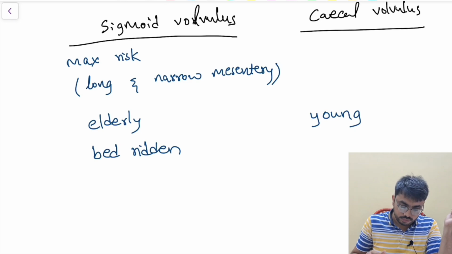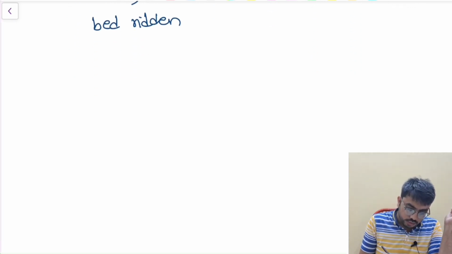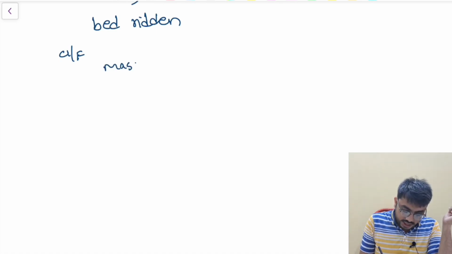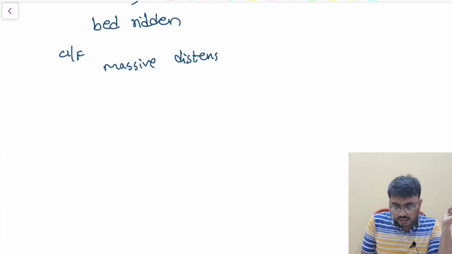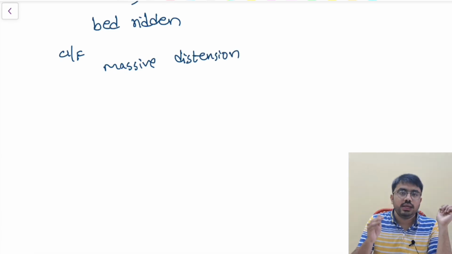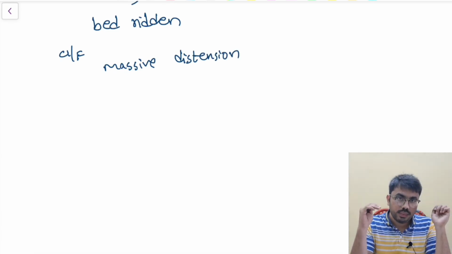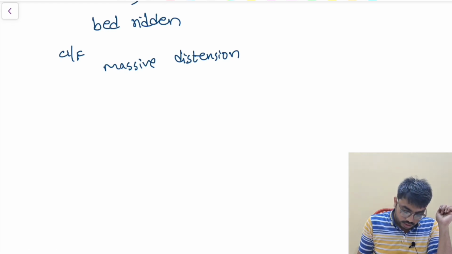Okay. Now, how is the patient going to present to you here? The patient presents with massive abdominal distension. Okay, any elderly patient, any bedridden patient presenting to you with massive abdominal distension, you have to think of sigmoid volvulus. Okay, let us draw the sigmoid here.